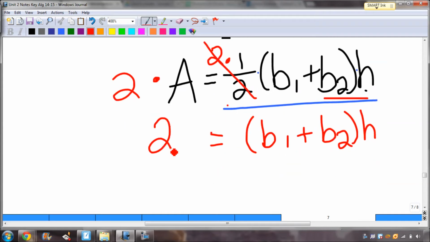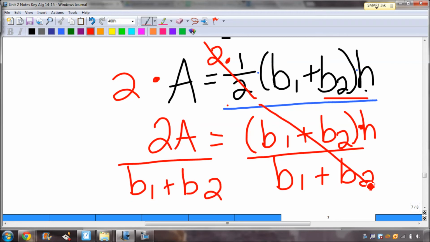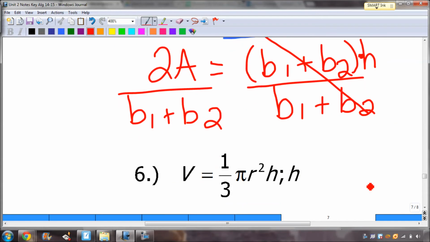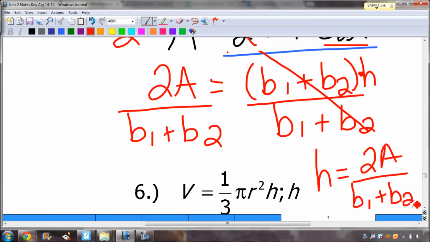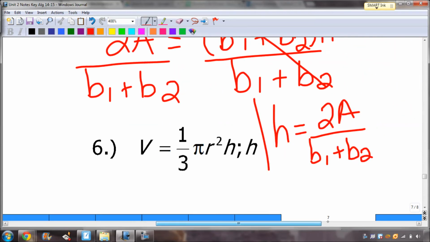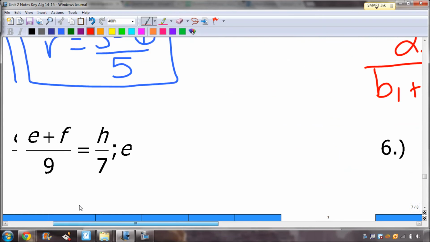And then I have 2a on the left side, okay? Last thing I need to do is divide both sides by b1 plus b2, okay? Because this is separated by multiplication. So these b1 and b2s will cancel each other out. So that means that my final answer is h equals 2a over b1 plus b2. Okay, sorry about that. All right, so now let's take a look at number 5.